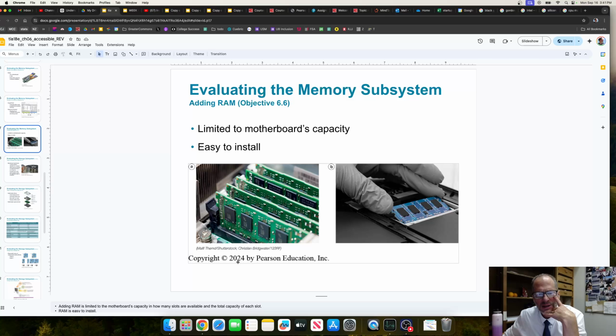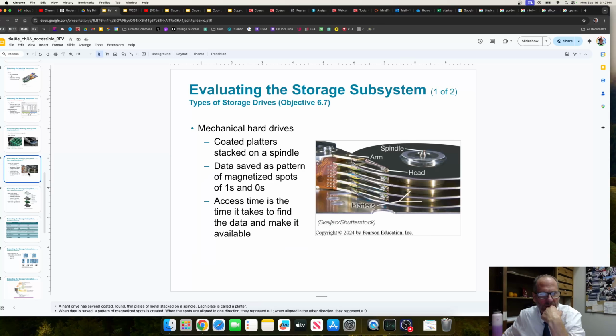And there can be issues. Like, I tried to put too much RAM into a computer recently, and Windows couldn't deal with it, and I had to take half of it out, and then Windows ran fine. So sometimes there are just issues you can't control.